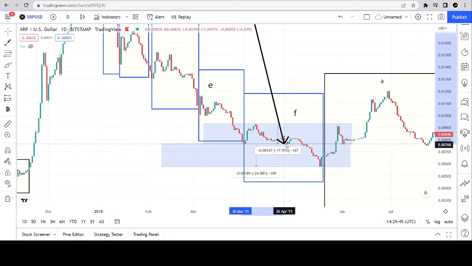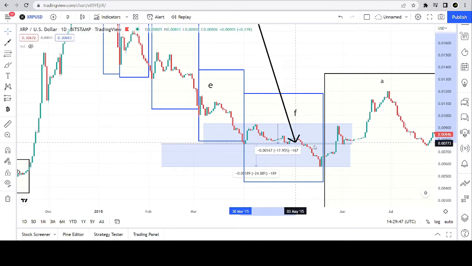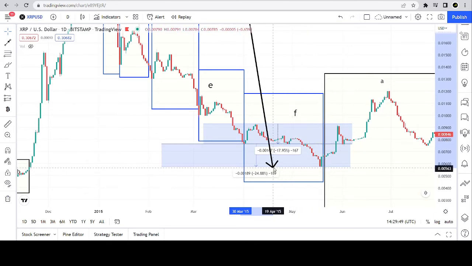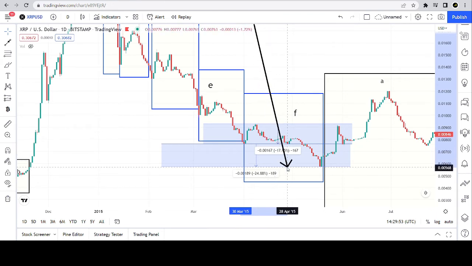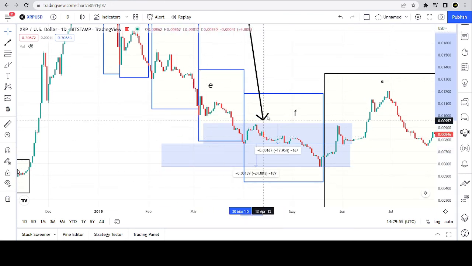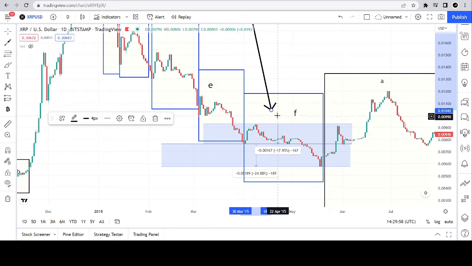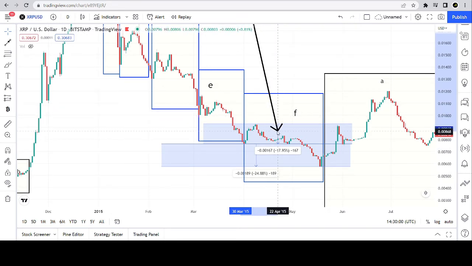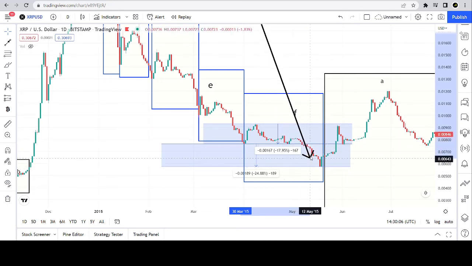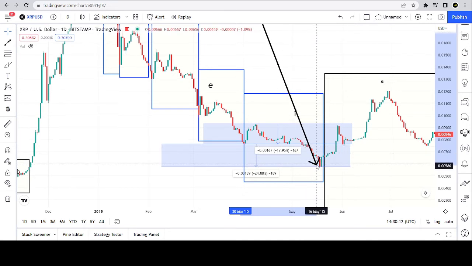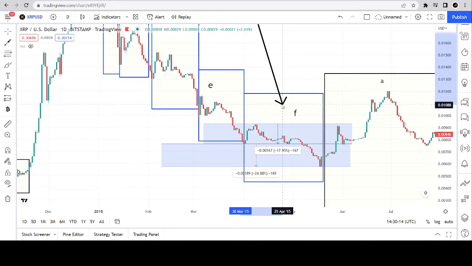17.95% decline. From the bottom of this peak down to the capitulation point was a 24.88% decline. So again, the second decline was a larger decline than the first one. The difference between the top one and the bottom one is a 6.93% decline. So that's quite a bit larger. So this second one was 6.93% larger of a decline than the top one.